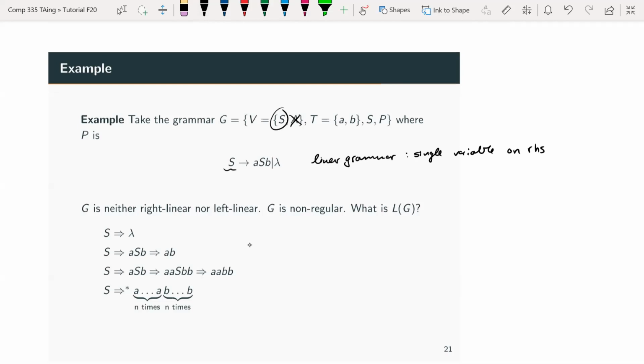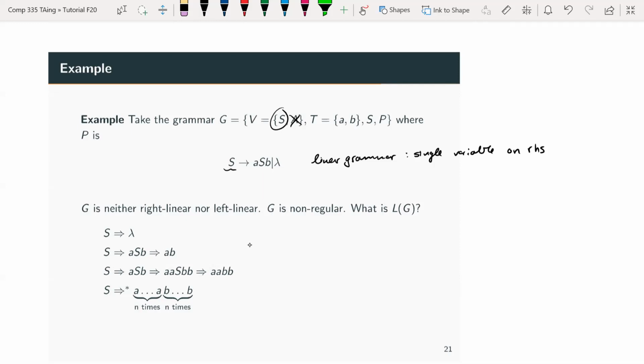regular, okay? In the sense that this grammar G is not going to even produce a regular language. This is something that you're going to see this week when you talk about non-regular languages. But if we look at a couple of strings here, it's going to be clear what the language generated by G here is.